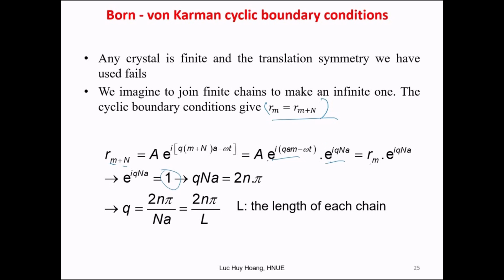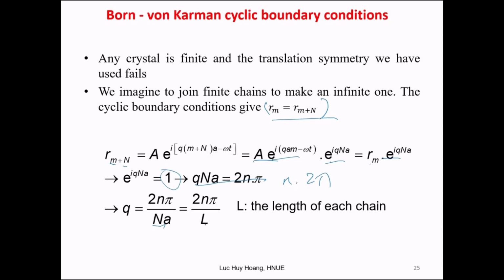Should be equal 1. So this should be similar. If equal 1, this means that N Q and A should equal 2 N pi, right? So these conditions become here. And from this equation, you can say that Q should equal 2n pi over Na. And N here is the number of the atom.